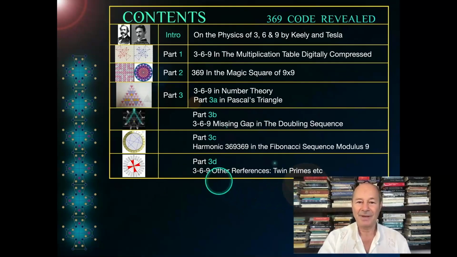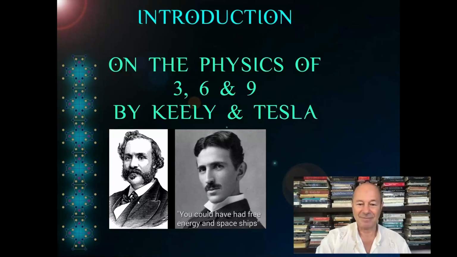So part 1, or the introduction, will be a bit on Keely and Tesla, a bit of physics. Part 1 is on the multiplication table, when we digitally compress all the big numbers to single digits. It's really all about what we call continued subtraction of 9, because 9 is the magic number. Part 2 is called the 369 in the magic square of 9 by 9. Part 3 will be a bit of number theory. We're going to cover things with Pascal's triangle, the Dublin sequence, Fibonacci, and even twin primes. So there's a lot of exciting topics here.